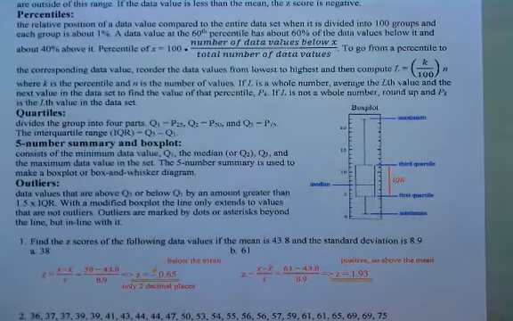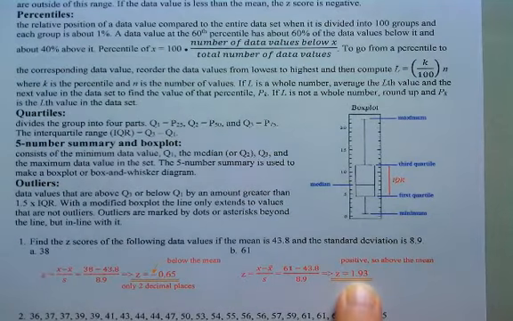Okay, over here we're going to look at 61. So 61 subtract 43.8 divided by the 8.9, and we get a Z-score of 1.93. In other words, this is almost 2 standard deviations above the mean. And so those are some examples of finding Z-scores.